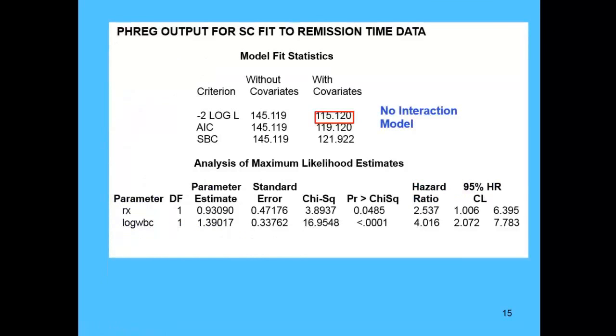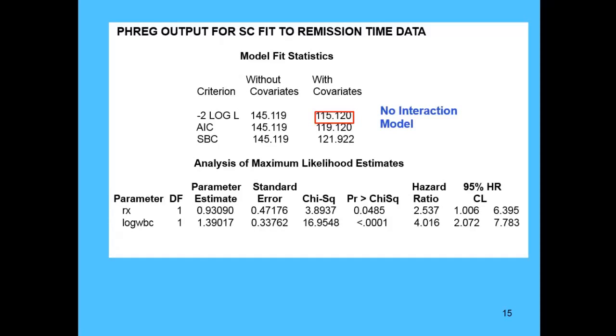Now, here's what you get if you run the stratified Cox model, where sex is not in the model, and you're putting treatment and log white blood cell count in the model. This is the output for this no interaction model. You notice the output looks like the other output we had when we were doing a Cox model. You've got two variables, treatment and log white blood cell count. What don't you see on this list? You don't see sex as one of the parameters.